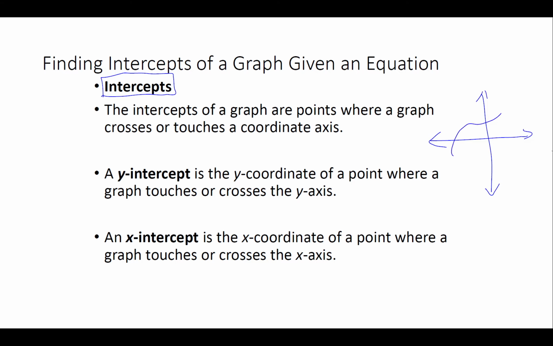For example, let's say this is the graph, and as you can see this graph touches the y-axis at this point and the x-axis at this point. These points are called intercepts. If the graph touches the y-axis, that point is called the y-intercept. When the graph touches the x-axis, that point is called the x-intercept. So this is the y-intercept, and this is the x-intercept. You might have more than one x-intercept.